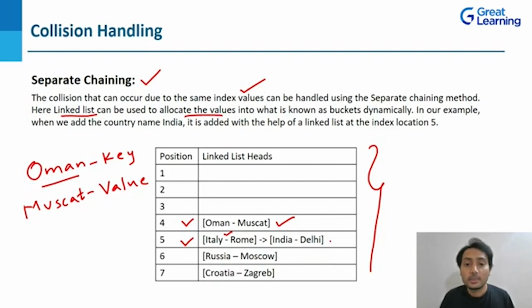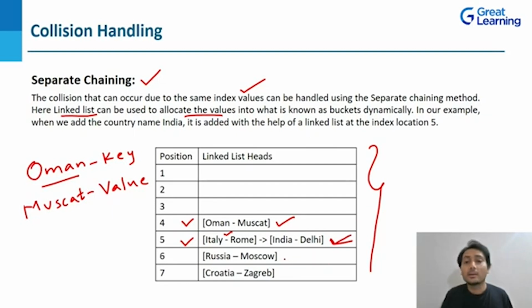So look at this particular scenario here. Italy and India both are of length 5, so both should ideally be placed here. But what is the solution for that? We are going to link both the key value pairs. So Italy, Rome linked to India and Delhi. This is how you can solve the problem which might occur in your hash table. In this particular example, we are going to solve the problem in this fashion.